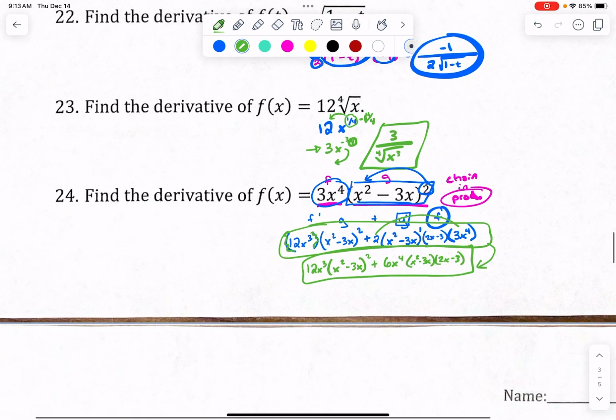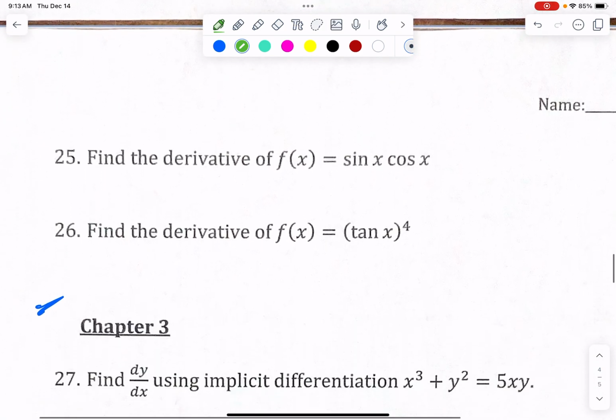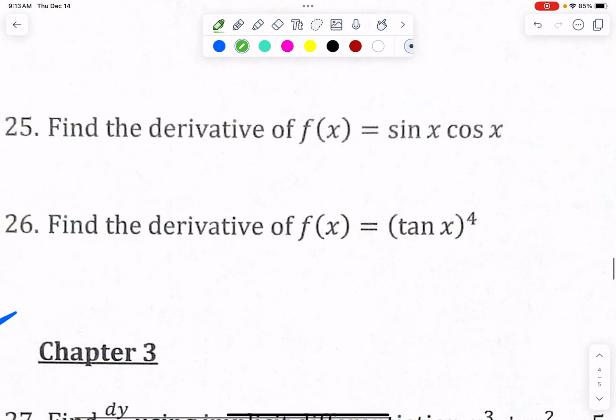So that was probably one of the harder ones, a chain and a product, okay? It might be a chain in a quotient, so it'll be either chain and product or chain and quotient. I don't remember what I did, but there's that, okay? All right, 2 left. Find the derivative, sine and cosine.